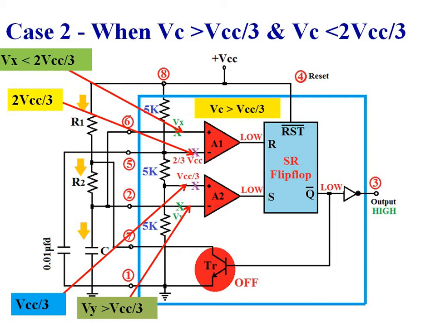For the SR flip-flop, both the inputs S and R are existing at logic 0. So output of the SR flip-flop is equal to previous output. SR flip-flop retains its previous output. Q is equal to 1 or high and Q bar is equal to low or 0. As Q bar is low, transistor TR base emitter junction is not forward biased. So transistor TR continues to be in the off condition. So capacitor C continues to charge through resistance R1 and R2.